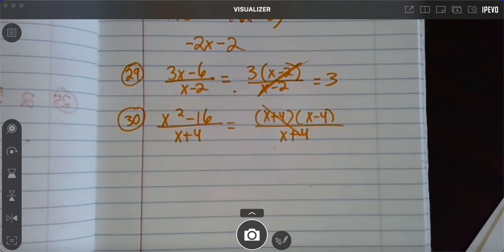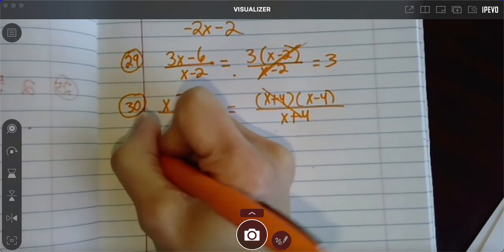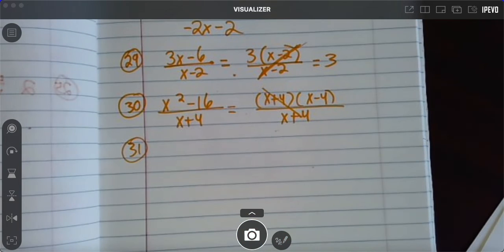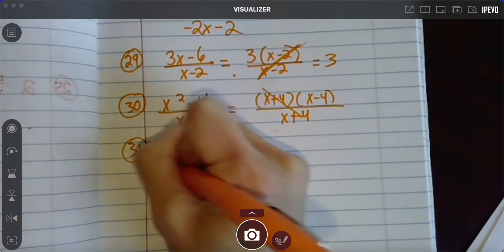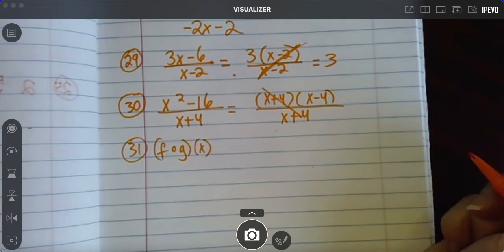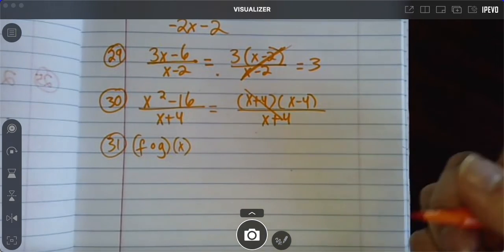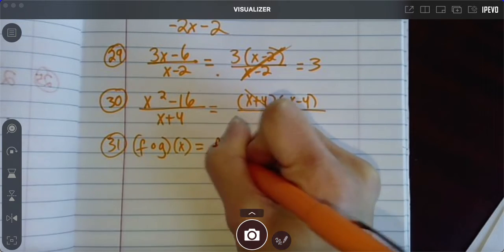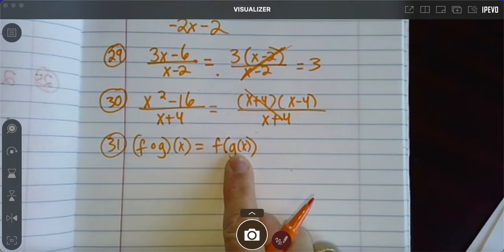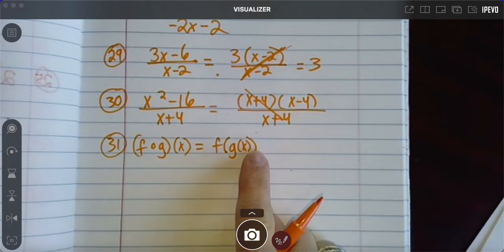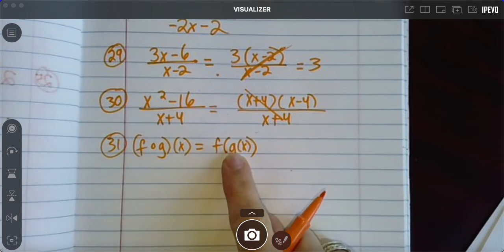Number 31, there's one like it. Number 30 was D, 29 was B. Now we're on 31. This one, they write it like this. It does not say fog, it says f of g of x. That's the way I write it, and possibly like a college course. This means f of g of x as well. This is how I always learned it. But you basically take that g function and plug it into the f function.